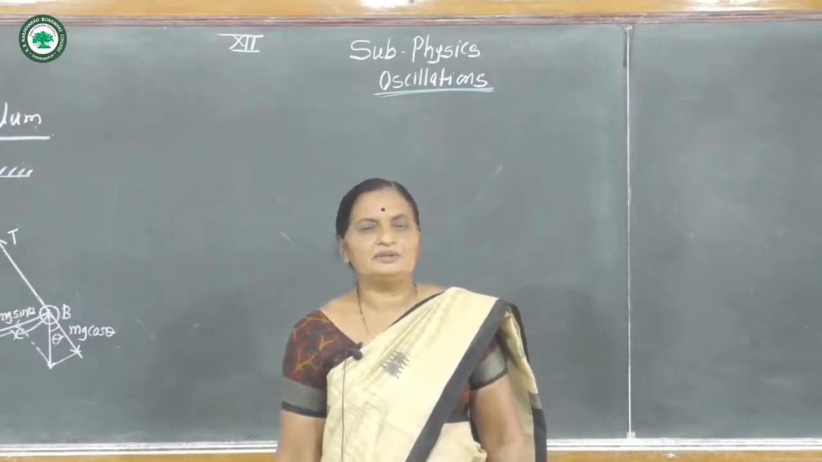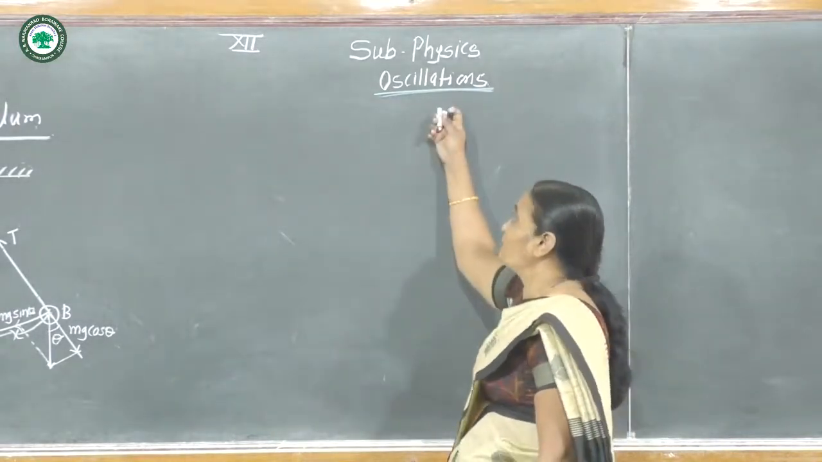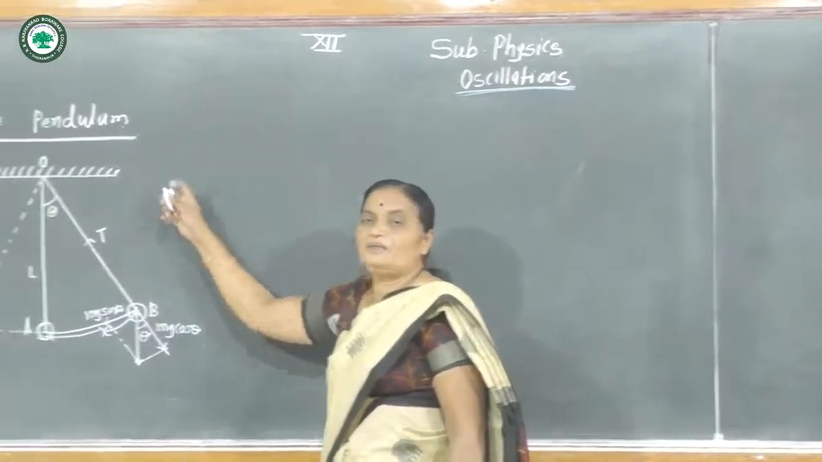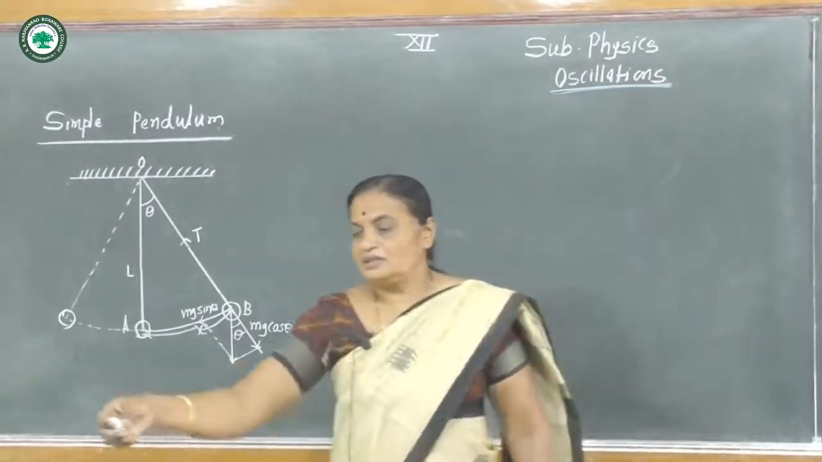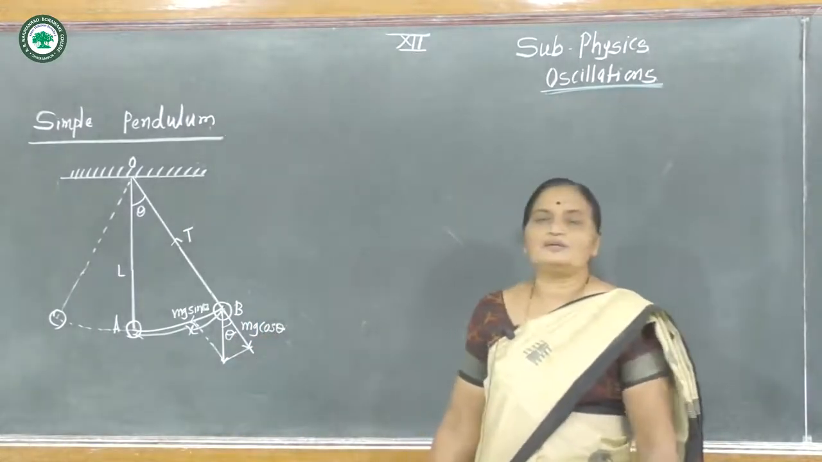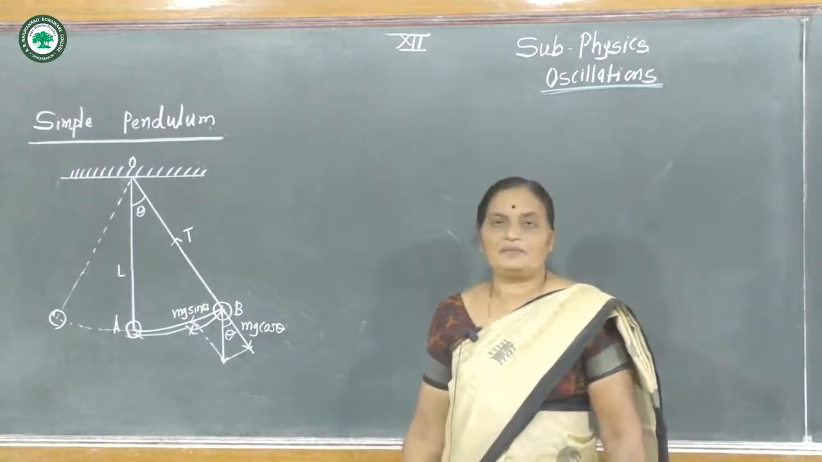Today's topic is oscillation. In this chapter we study the simple pendulum. Now the simple pendulum is an ideal. There are two types: ideal simple pendulum and practical simple pendulum.